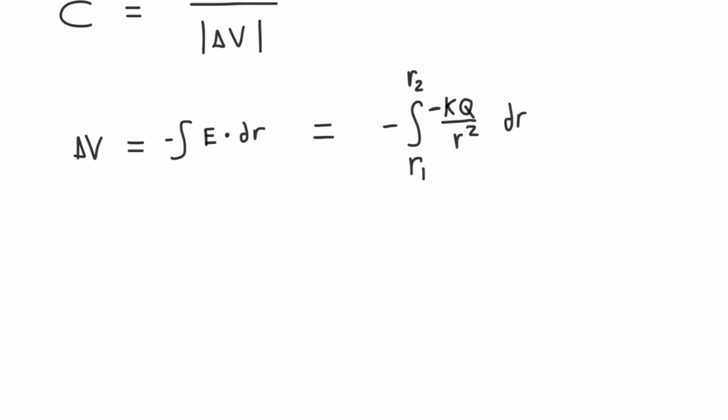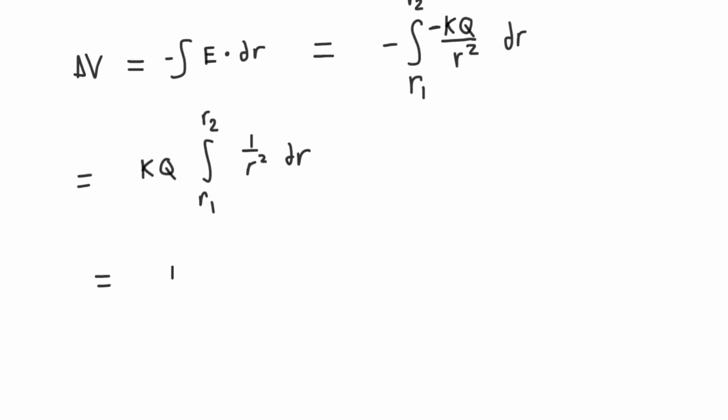So now I could write the delta V would be equal to kQ times the integral from R1 to R2 of 1 over r squared dr, which works out to kQ times negative 1 over r, evaluated from R1 to R2, which can be rewritten as kQ times, well, R2 is the bigger one, so 1 over R1 minus 1 over R2.